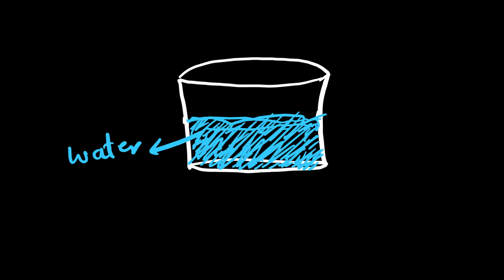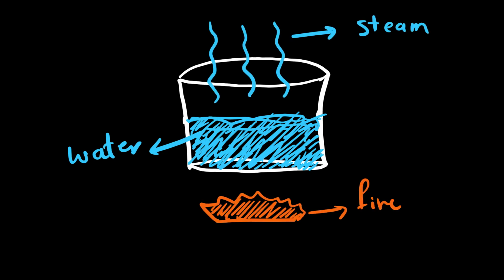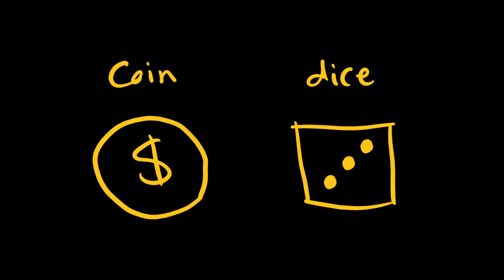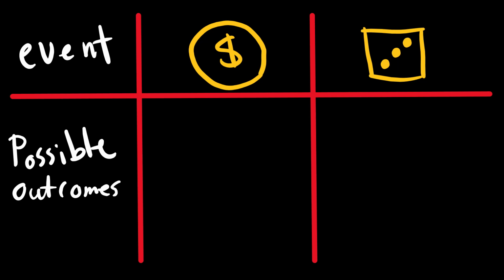Suppose that you have a pot full of water. If you heat it enough, it will boil. You're sure about it. But what about tossing a coin or throwing a dice? Let's see what possible outcomes we can have for each event.